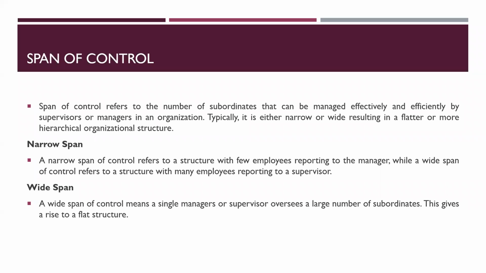Span of control can be classified into two: narrow span of control and wider span of control. A narrow span of control refers to a structure with few employees reporting to a manager, while a wider span of control refers to a structure with many employees reporting to a supervisor. A narrow span of control means very tight supervision. For example, there is a CEO, and under the CEO, not one manager but several managers for the functional departments.